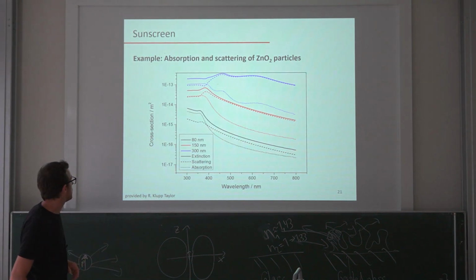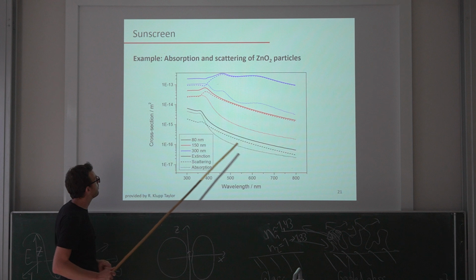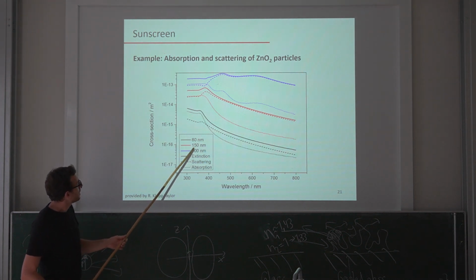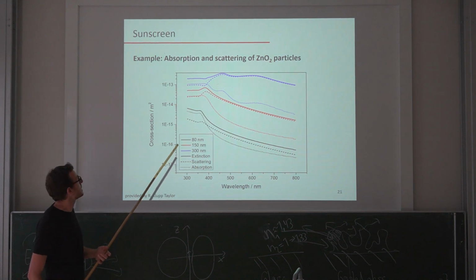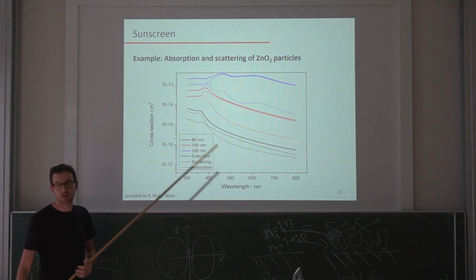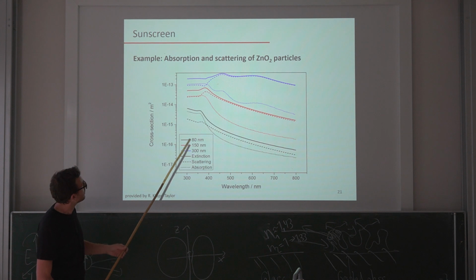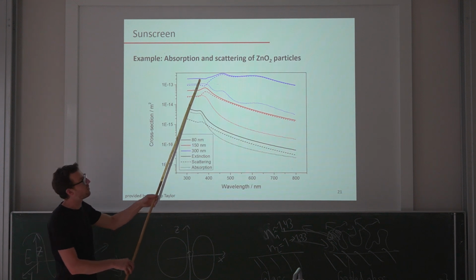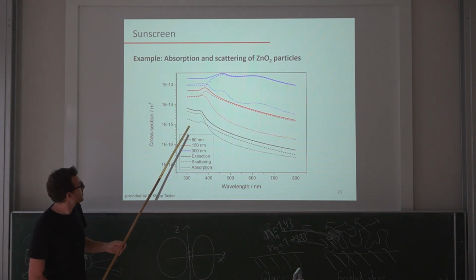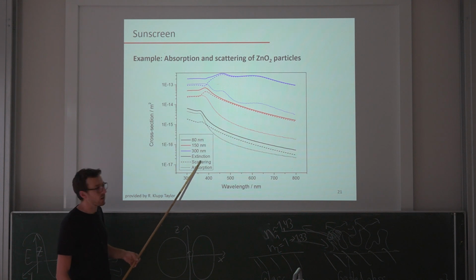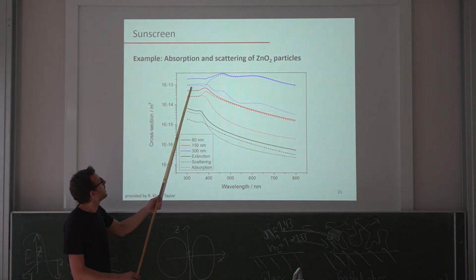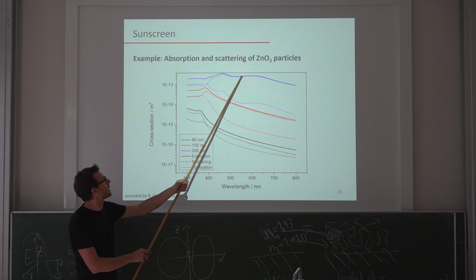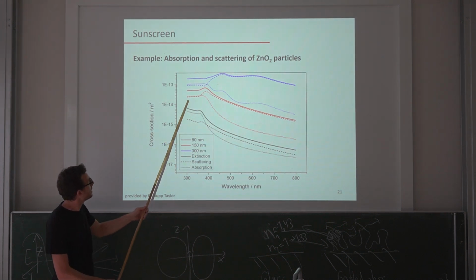So here are some simple calculations that Robin Taylor gave me, and you see extinction, scattering, and absorption for different particle sizes, in this case of zinc oxide particles that are typically in sunscreen. And you see that with increasing particle size, from black to blue, all of these parameters increase. But you also see that the scattering, which you actually don't want, is very strong for these large particles here and also here in the visible range.